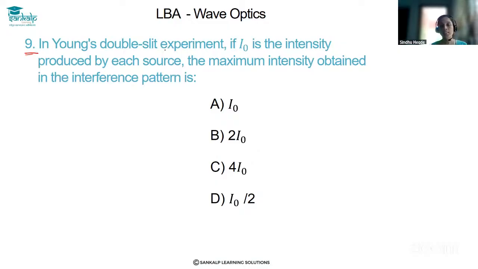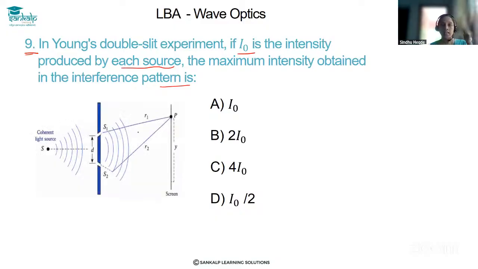In Young's double slit experiment, if I naught is the intensity produced by each source, the maximum intensity obtained in the interference pattern is: option A I naught, option B 2 I naught, option C 4 I naught, and option D I naught by 2.